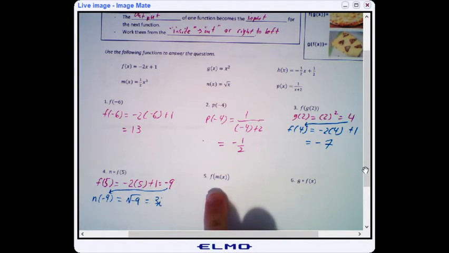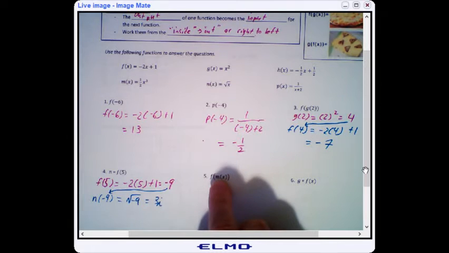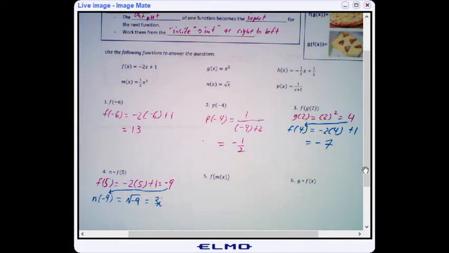Next, we're going to switch it up again. This time it's f of m of x. So instead of actually putting a value in, we're just going to keep x there. This one's kind of easier. So I'm going to take my whole m and put whatever m is into my f function. So my f function is -2.